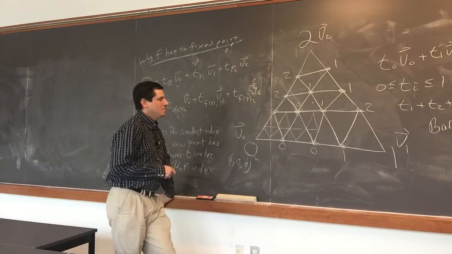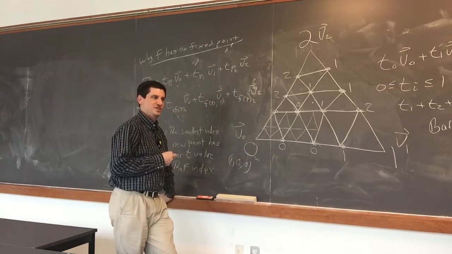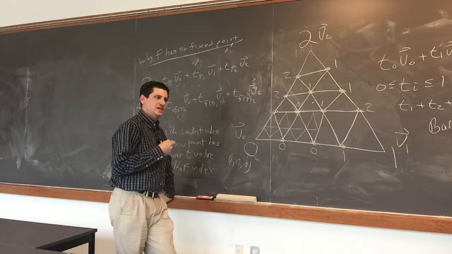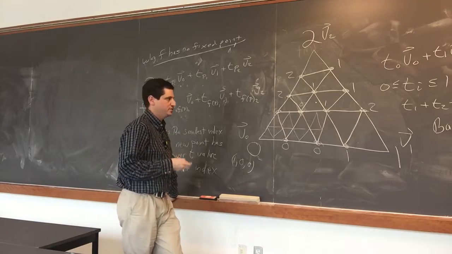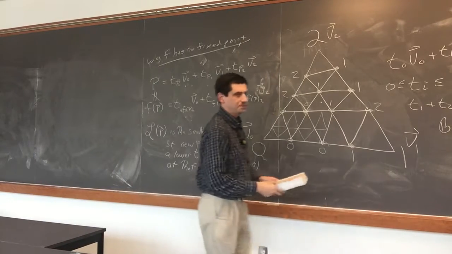So we have a sequence of triangles. And on these triangles, there's a 0 vertex, a 1 vertex, and a 2 vertex. So let's think about what that means.